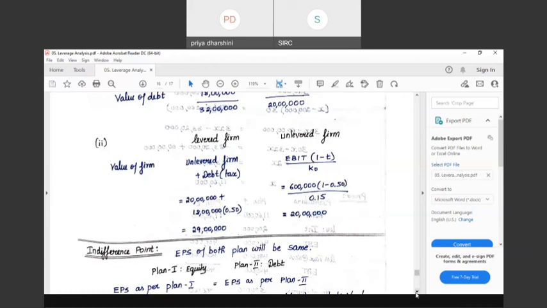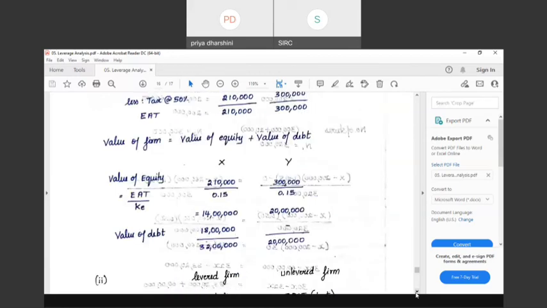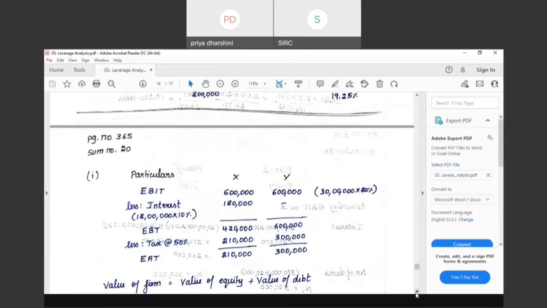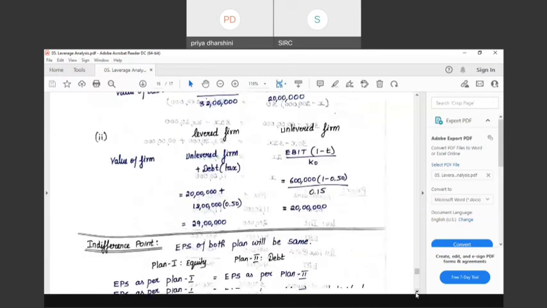How do you find the value of an unlevered firm? It is EBIT into 1 minus tax divided by overall cost of capital. So how much is EBIT? It was 6 lakhs. How did I get 6 lakhs? 30 lakhs into 20%. So 6 lakhs is EBIT into 1 minus tax divided by overall cost of capital. For an unlevered firm, it is an all equity firm. The cost of equity will be the overall cost of capital. So it is 15%. Hence you get the value of unlevered firm.